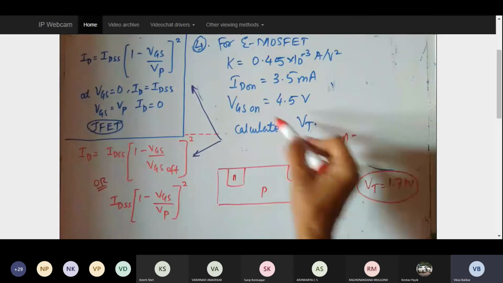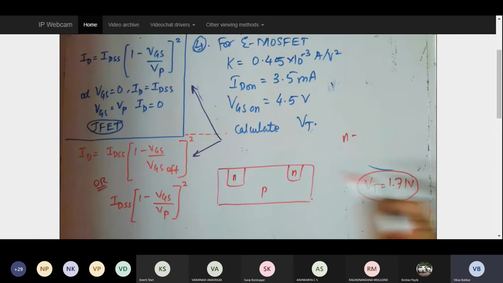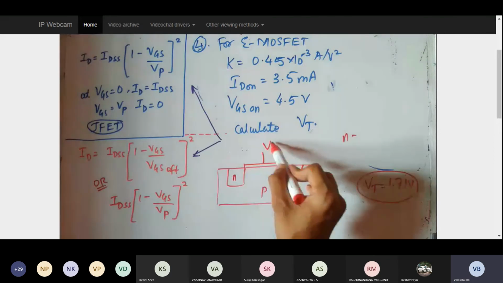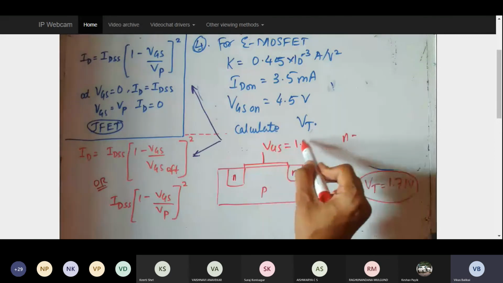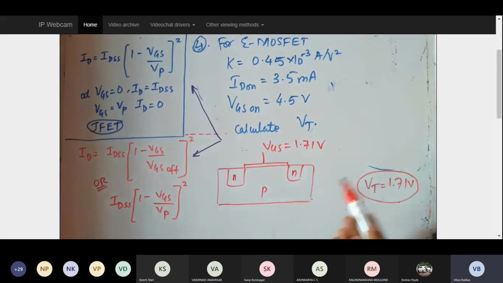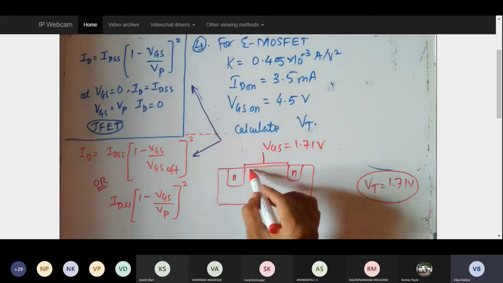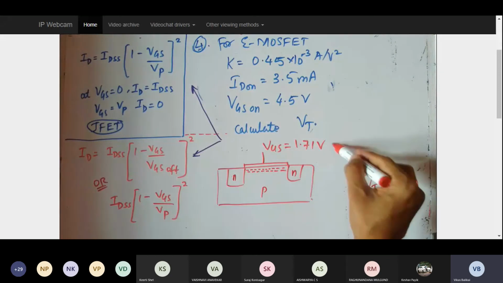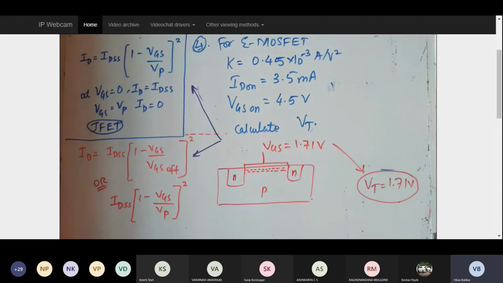VT 1.7 volt means that when you apply VGS equal to 1.7 volt, at that moment the channel will be created. That is the meaning of the threshold voltage. Threshold voltage is nothing but that voltage of VGS at which the channel will be created. Is that clear? Reply to me. Yes, sir.